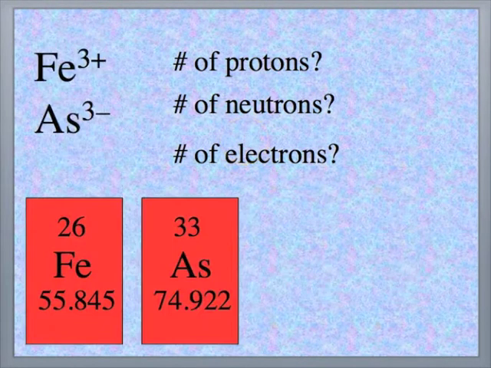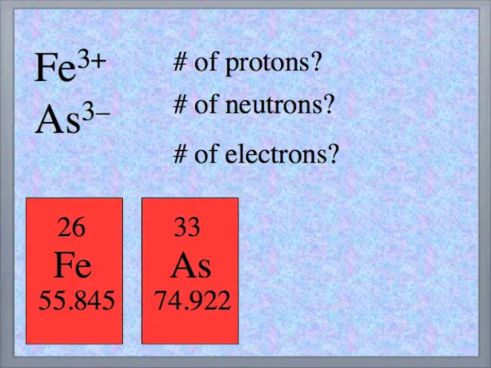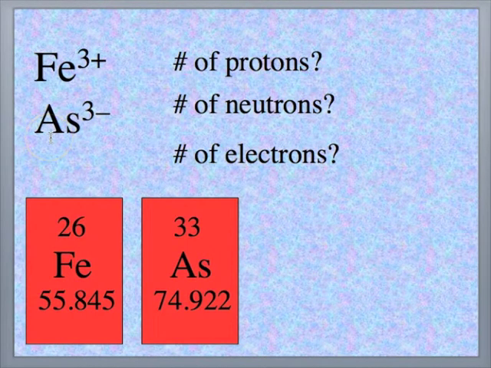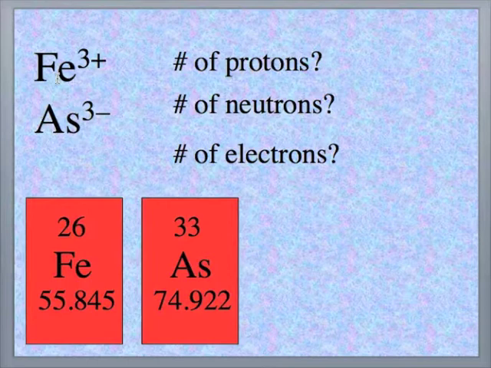Well, what if we did have ions? Here are two ions. One is a cation, iron 3+. It's called a cation because it has a positive charge. And then an anion, arsenic, and that has a -3 charge. So what I'd like you to do is pause the playback and see if you can come up with the number of protons, neutrons, and electrons for each.